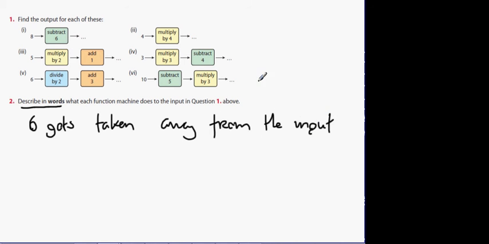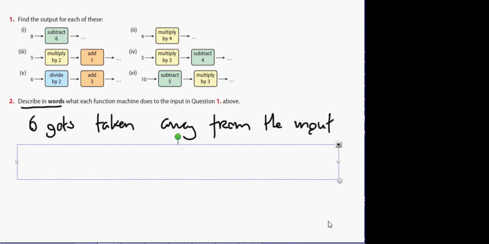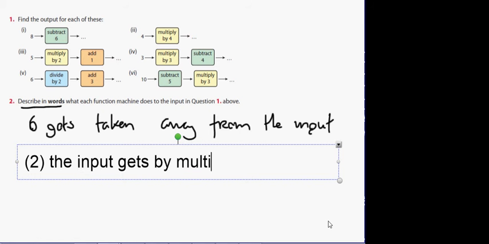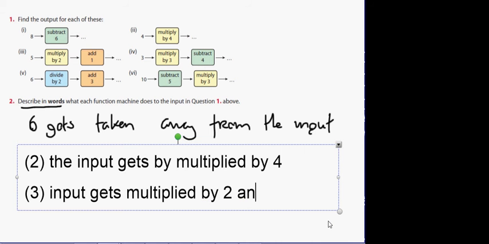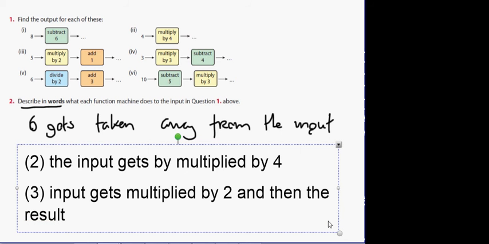And since my handwriting is so dodgy, I'm just going to type this out instead. Okay, number 2. What does this one do? The input gets multiplied by... Anybody? Okay, number 3. What happens? Input gets multiplied by 2 and then the result gets 1 added onto it.